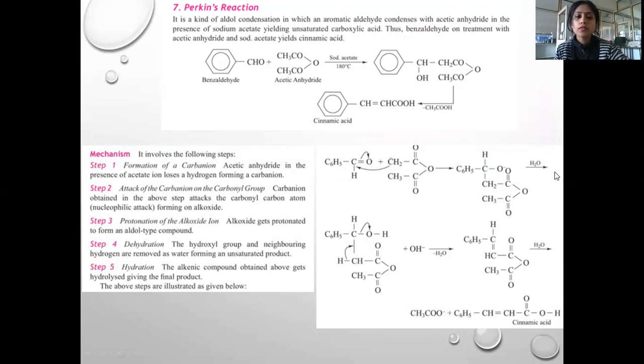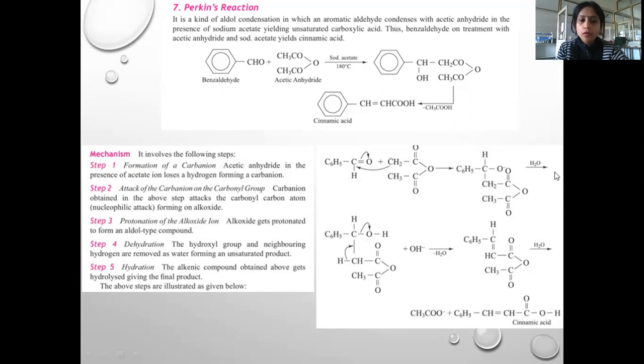So it is a kind of condensation, an aldol condensation, in which an aromatic aldehyde condenses with acetic anhydride in presence of a base, sodium acetate, which leads to an unsaturated carboxylic acid, which is cinnamic acid. So let us see the mechanism.